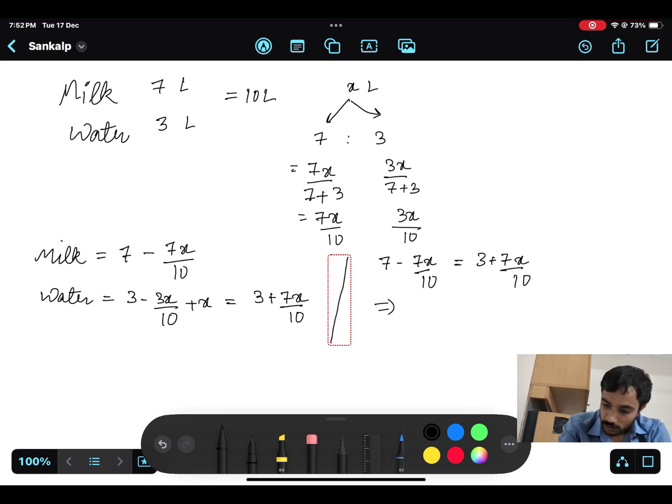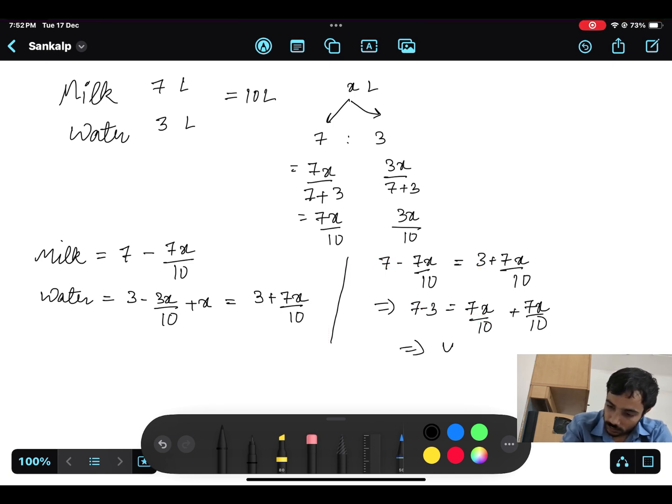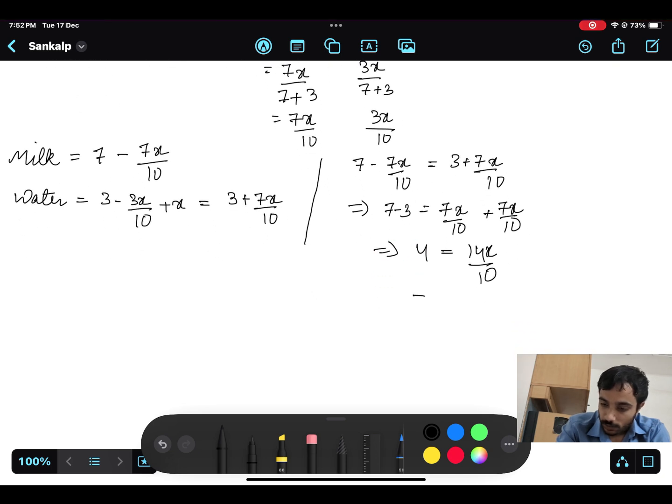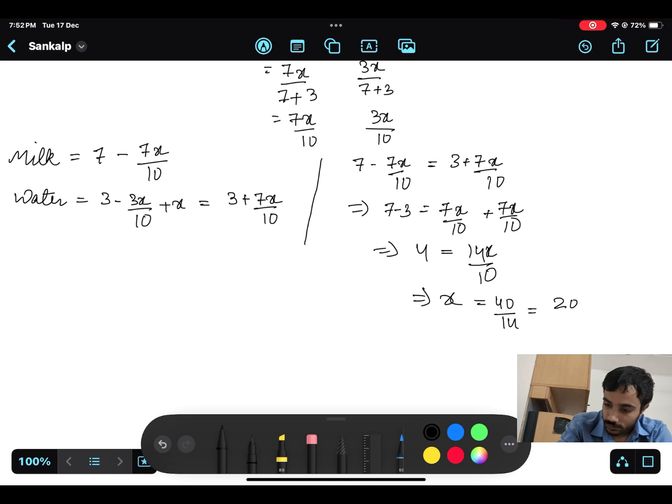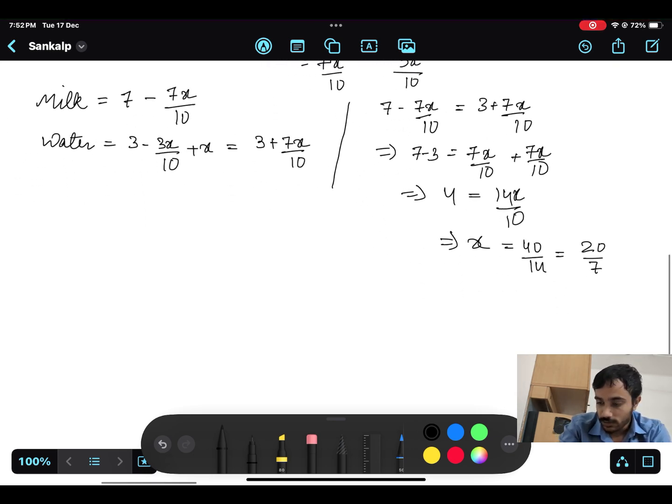So taking 3 to the other side, it will be 7 minus 3, and this will be 7x by 10 plus 7x by 10. So we get 4 is equal to 14x by 10. So finally we get the amount x as 40 by 14, which is 20 by 7. So 20 by 7 liter of this mixture was replaced with water.